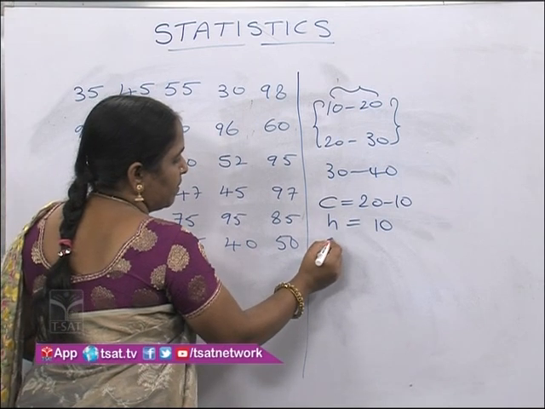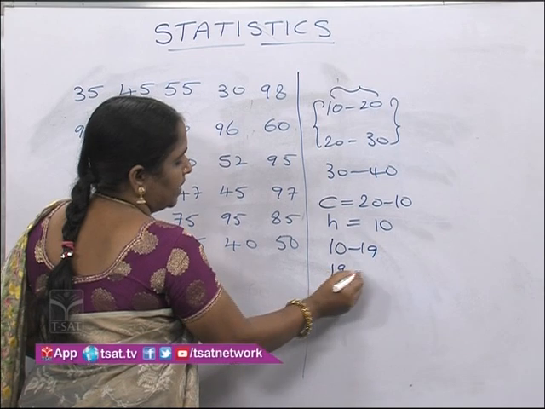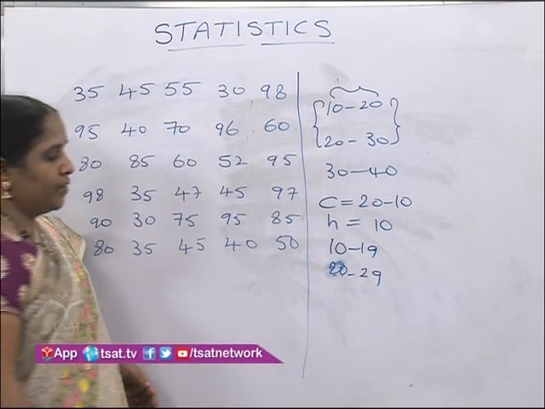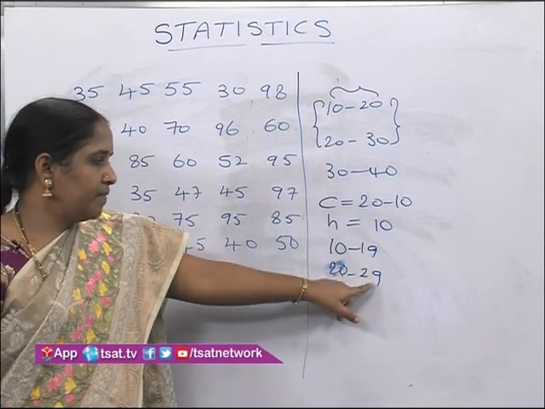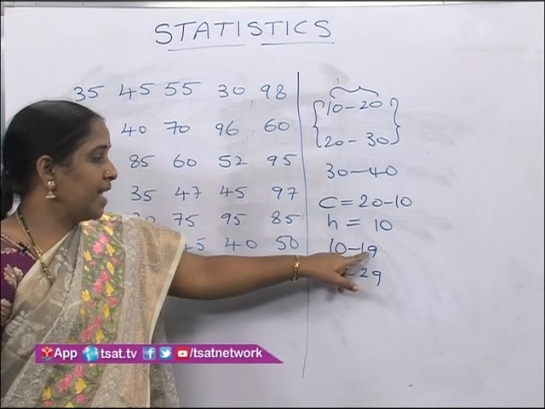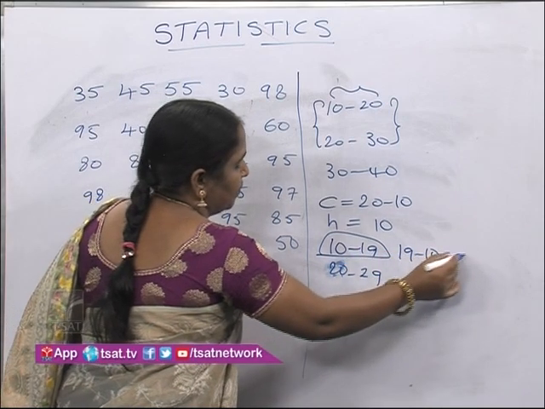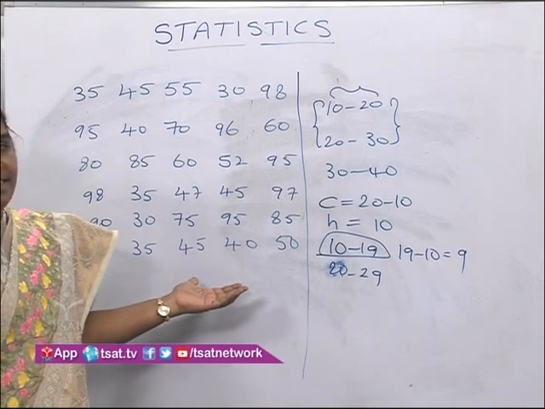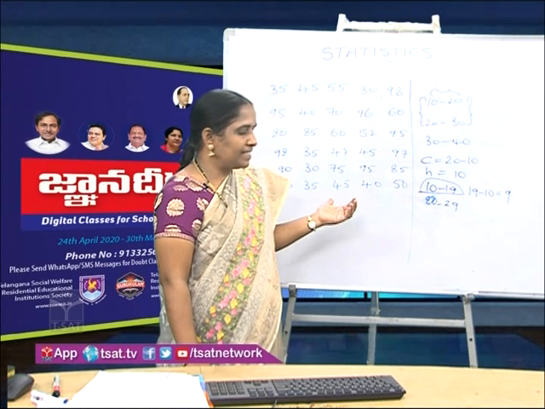For inclusive type, we have seen 10 to 19, 20 to 29 and so on. So here difference between the 2 consecutive lower limits is 10. Difference between 2 consecutive upper limits is also 10. But when you subtract 19 and 10, 19 minus 10 is equal to 9. Now can we say that the size of the class is 9? Do you all think that the size of the class is 9?